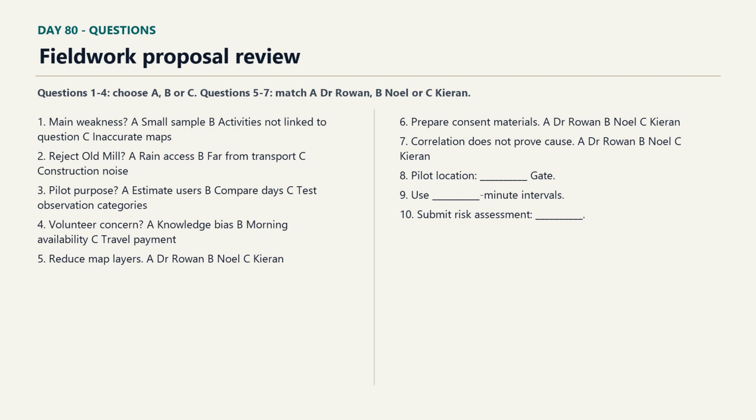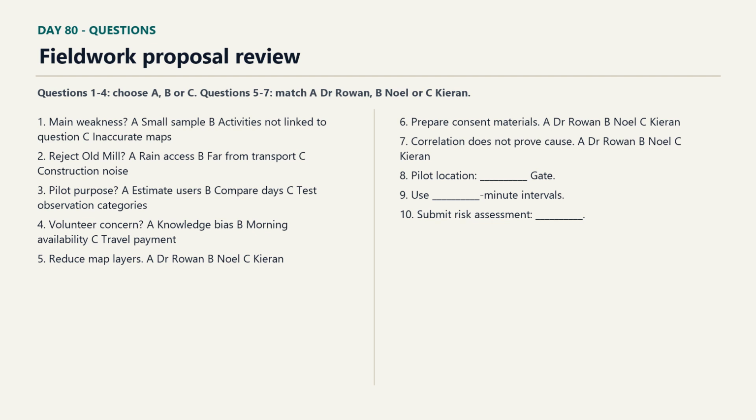Noel and Kieran, I have read your proposal about how riverside path design affects interaction between cyclists and pedestrians. There is useful preparation here, but the investigation needs a more coherent structure. We thought the main weakness might be our sample. We currently plan to observe only 3 locations. I was more concerned about the maps because 2 path width measurements came from an older council survey. Both points need attention, but neither is the central weakness.